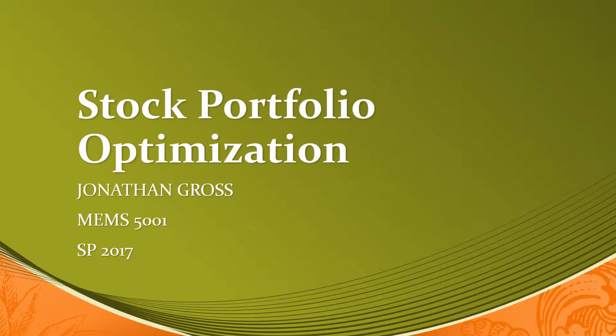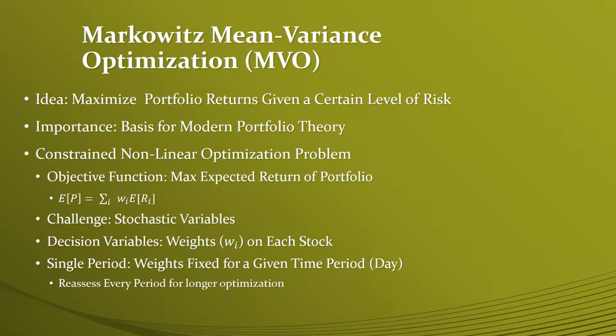So for my project, I'm going to be doing a stock portfolio optimization problem, and specifically I'm going to be solving what's called the Markowitz Mean-Variance optimization problem. The idea behind this problem is that you want to maximize your portfolio returns or profitability given a certain level of acceptable risk. This is an important problem and is really the basis for all modern portfolio theory, so it's very similar to what portfolio management companies do with your money today.